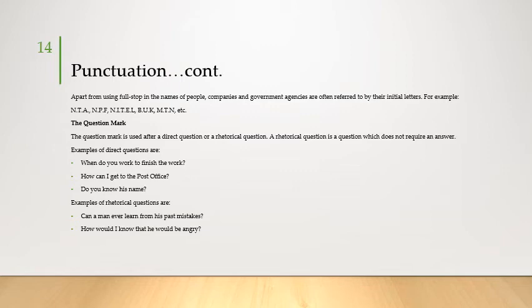But we have, on the other hand, examples of rhetorical questions. For instance, can a man ever learn from his past mistakes? How would I know that he would be angry? These are rhetorical questions.